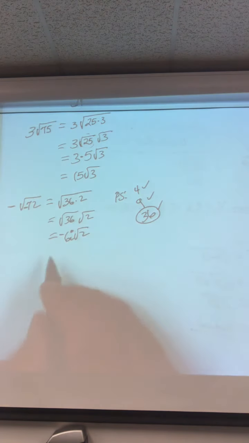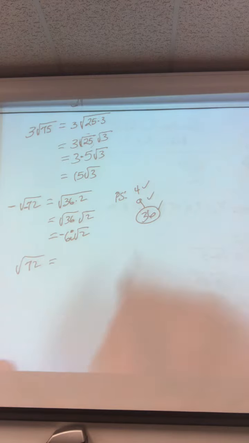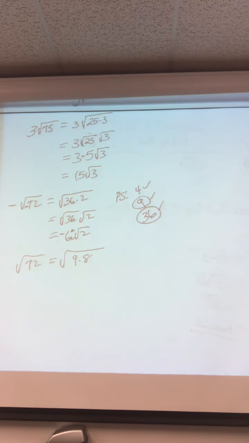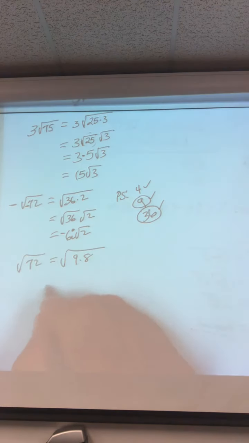Now, let me just go back and show you something else, just to show you that you get the same answer. Suppose you did 9 first. 9 times 8 instead of 36. Now, let me break this into two parts. This one is doable. Square root of 9 is 3.